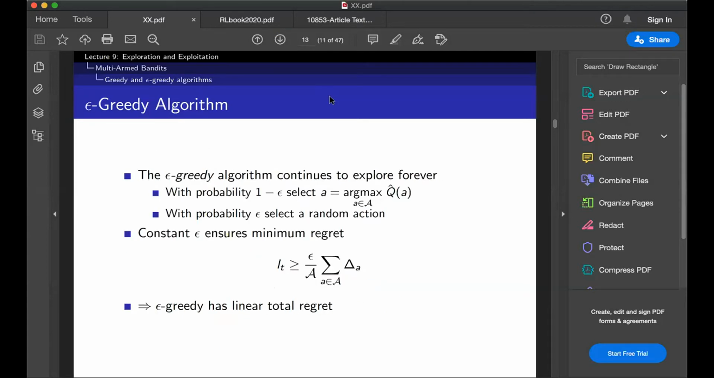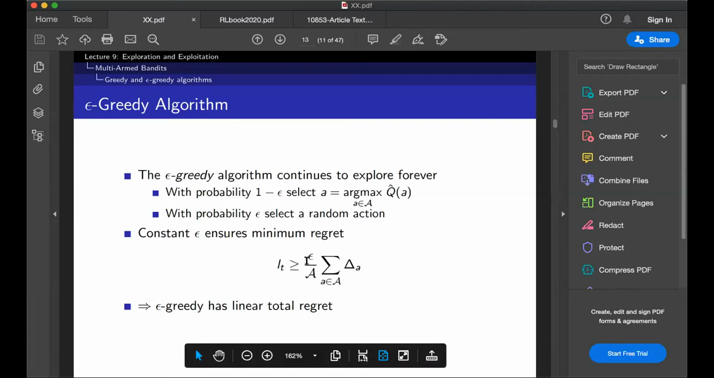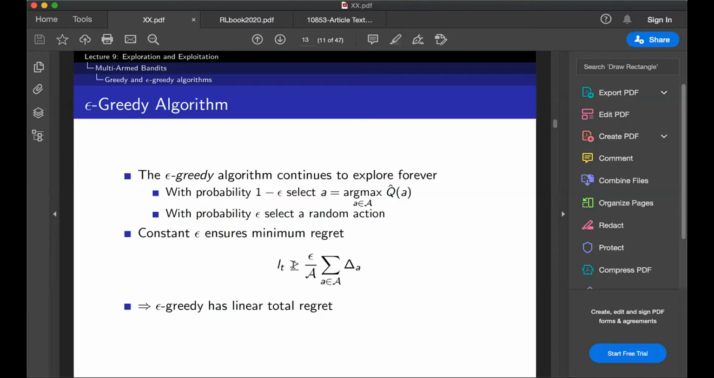For epsilon greedy, it's like continuing to explore forever with a probability of epsilon. This constant epsilon means that with that probability, you're going to choose one of the other actions rather than the optimal action. So for every other action, you're going to do it delta A times. That is the summation here. If you sum up all of that, you're going to find a bound, and I think that sum keeps growing every time step. It just keeps growing.